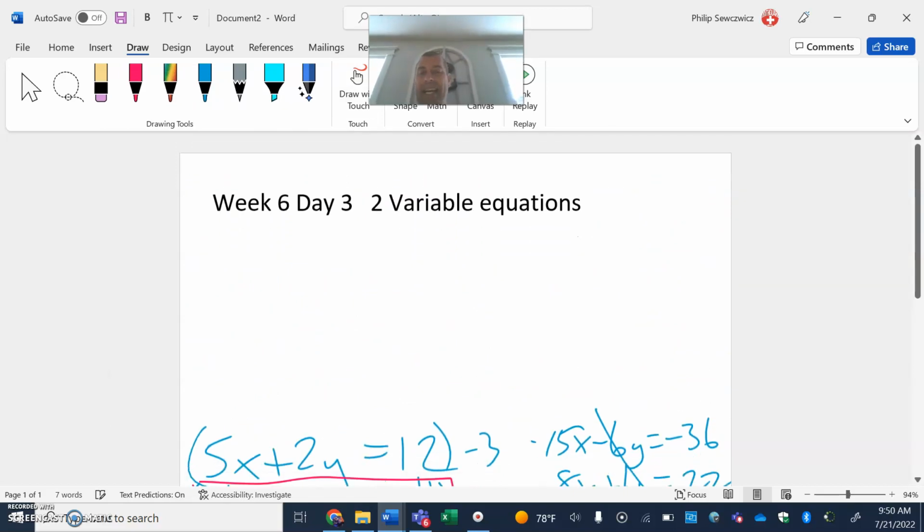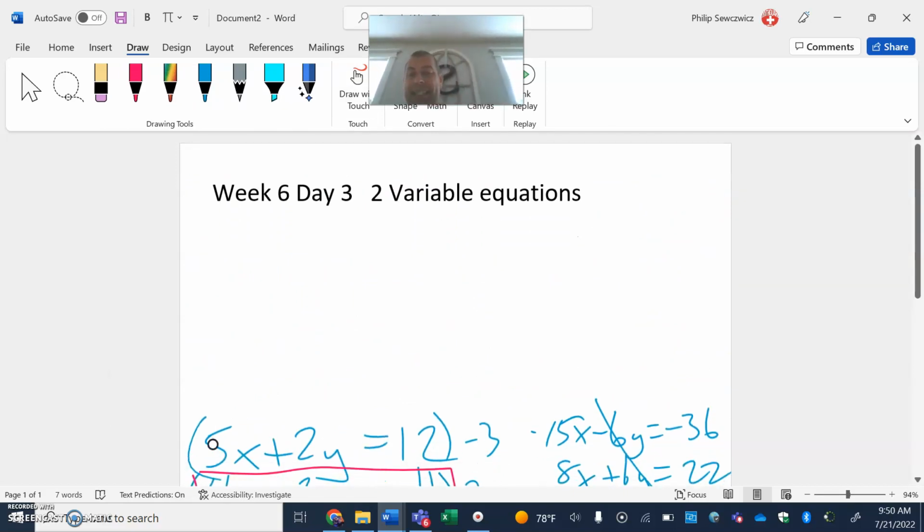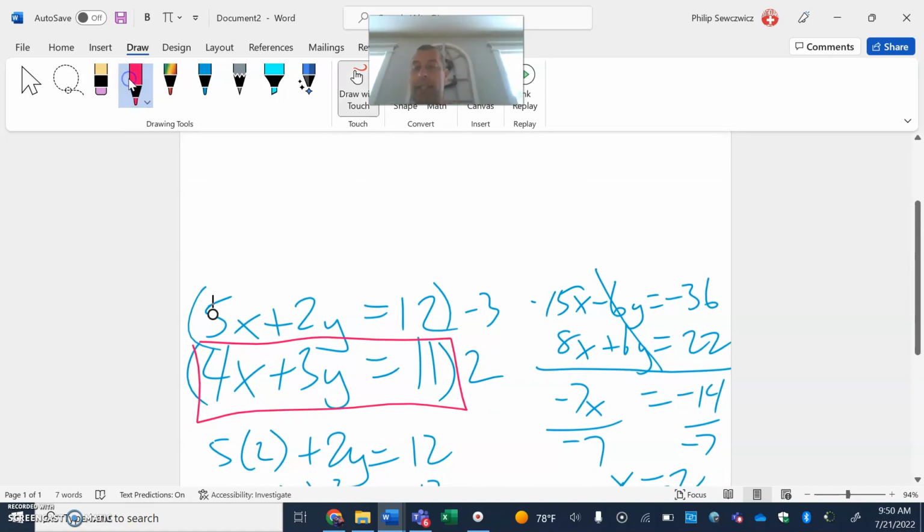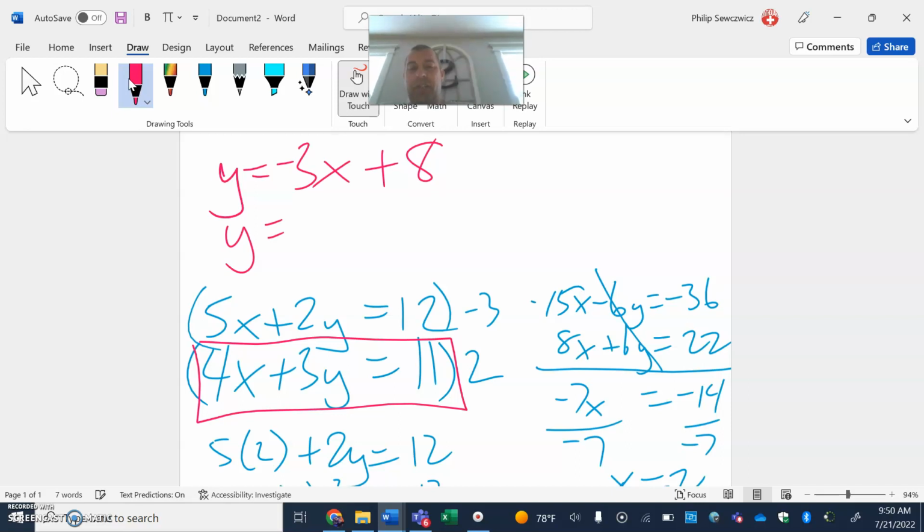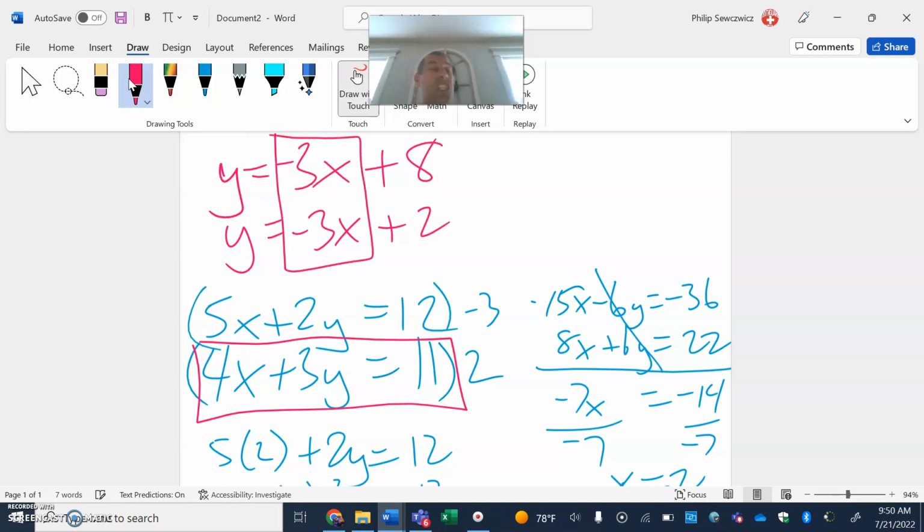We can end up seeing one like this, where we've got y equals negative 3x plus 8. And I'm also going to throw at you y equals negative 3x plus 2. The idea here is if you visualize the graph, we're noticing they have the exact same slope, which tells me that these lines are going to be parallel, and then we're starting at different points.